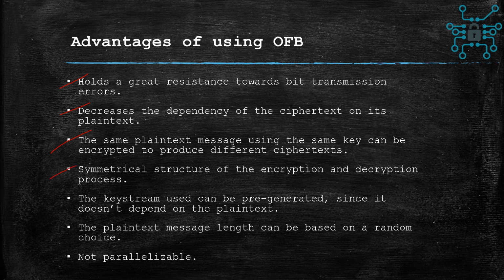It also has a symmetrical structure of the encryption and decryption process. And the key stream used can be pre-generated, since it doesn't depend on the plaintext. The plaintext message length can be based on a random choice, which enables flexibility. And finally, it is not parallelizable, meaning the plaintext block can't be recovered from two adjacent ciphertext blocks, since the key is needed.